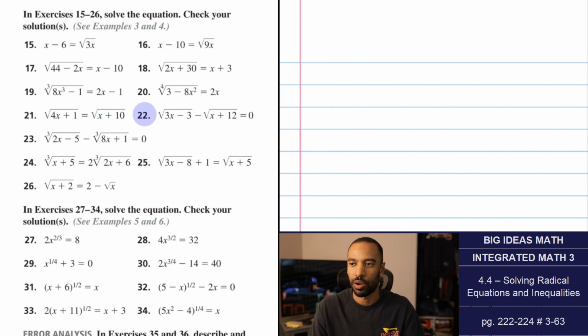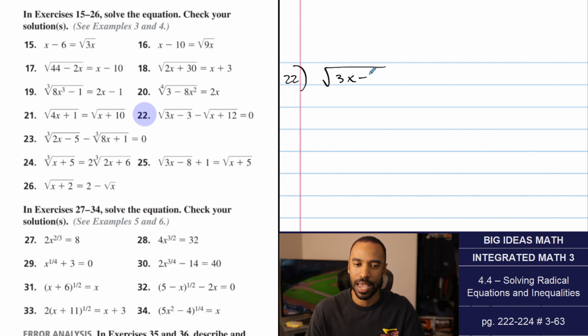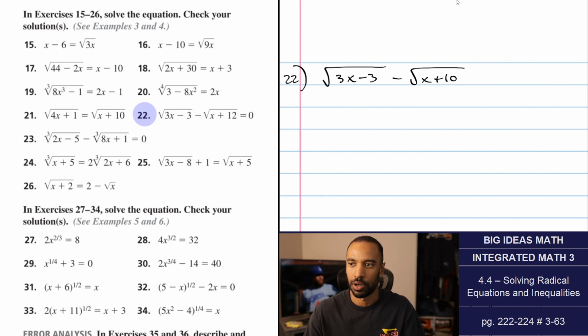Number 22. This is one where radicals are not isolated, so we do have to isolate them to begin with. Square root of 3x minus 3 minus square root of x plus 12 equals 0.